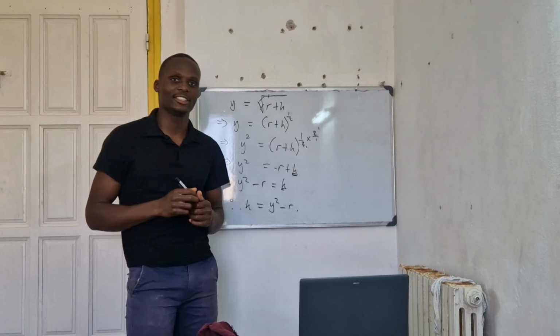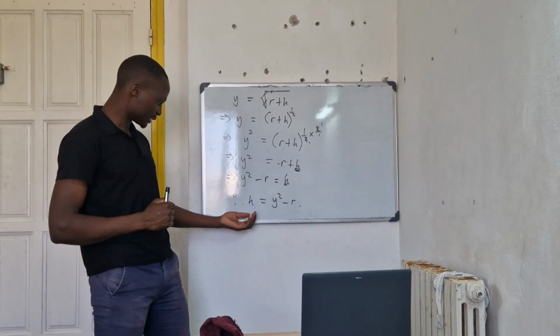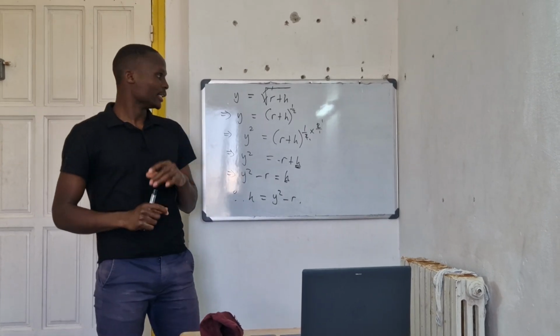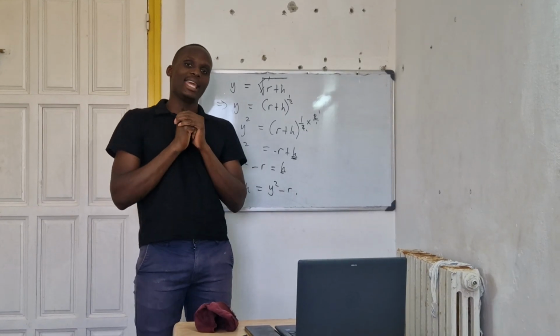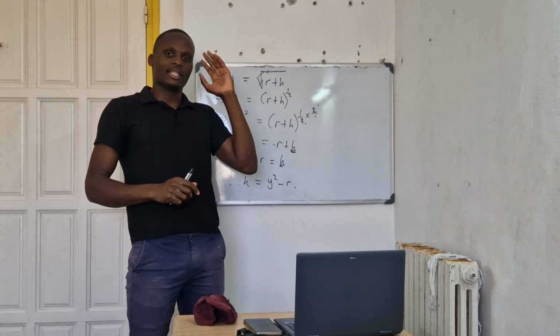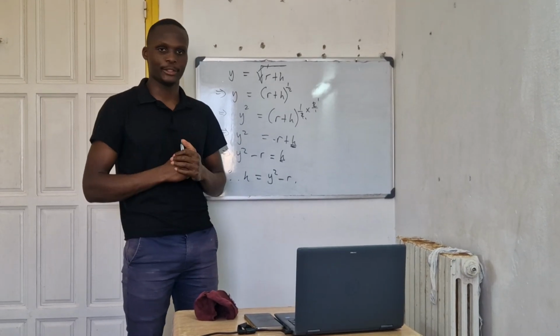So we have managed to make h the subject of the formula, because h appears on one side of the equation. So whenever you want to make any variable the subject of the formula, you should make sure that that variable appears only on one side of the equation.